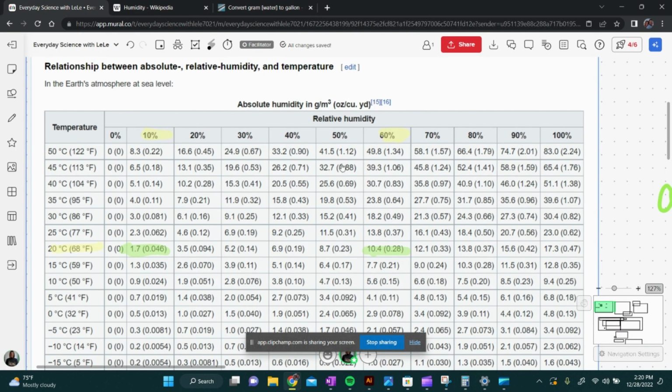In my house right now, the relative humidity is about 10%. The temperature is 68 degrees Fahrenheit. I prefer around 60%. These are my two data points.